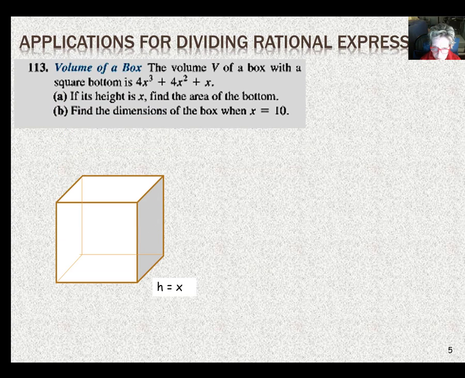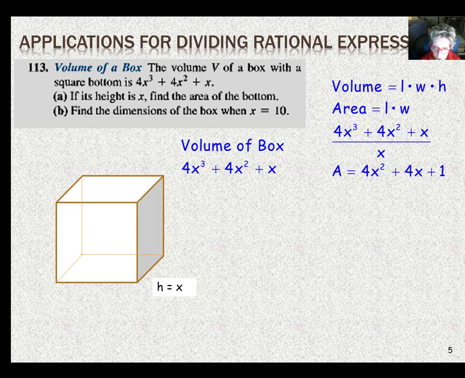So we're going to look at the volume of this cubic box with a square bottom, and the volume is 4x cubed plus 4x squared plus x. That's a given. We know that the height is x. We're going to find the area of the bottom and the dimensions of the box when x equals 10.